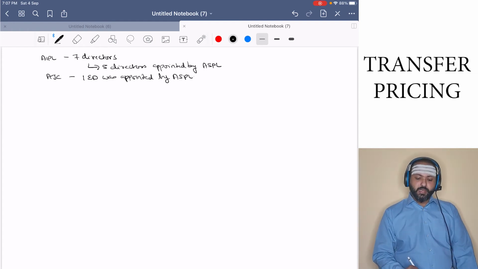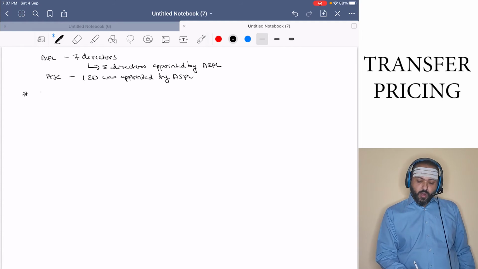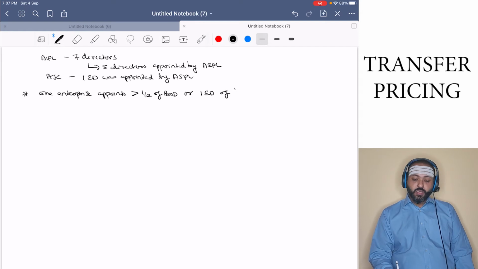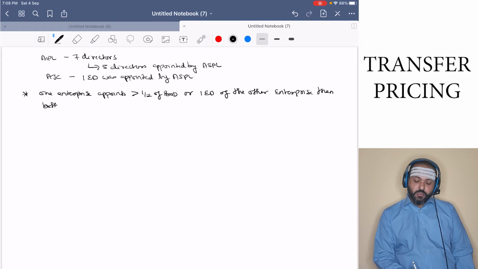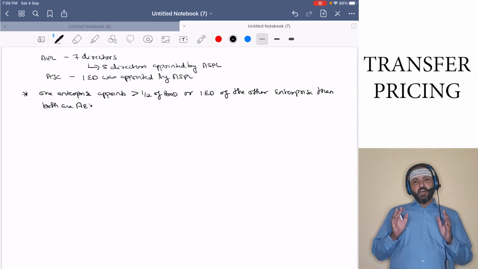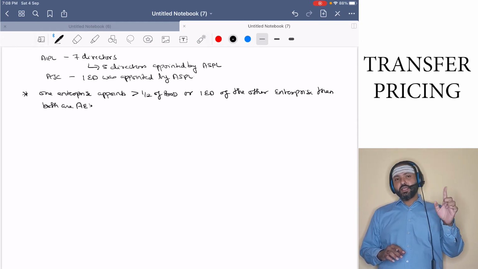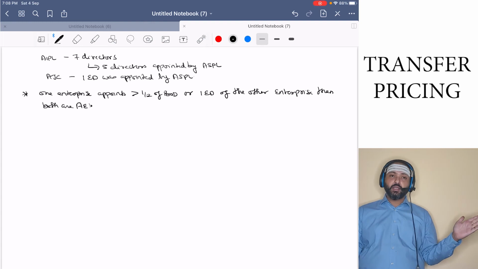So the law brought in the next point. What was that? If one enterprise appoints more than half of the board of directors or one executive director of the other enterprise, then both are AEs. So what did they tell? If more than half of the board of directors, or at least one executive director or more, is being appointed by one person in another person, both these persons are associated.